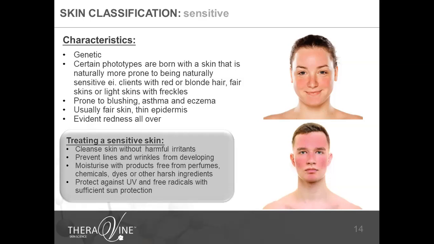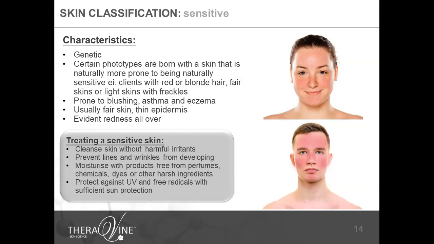Your redheads and blonde hair can be a little bit more prone to sensitivity, but it's not just limited to a light skin. They usually have a fair, thin epidermis, and they usually have redness, especially on the cheeks.